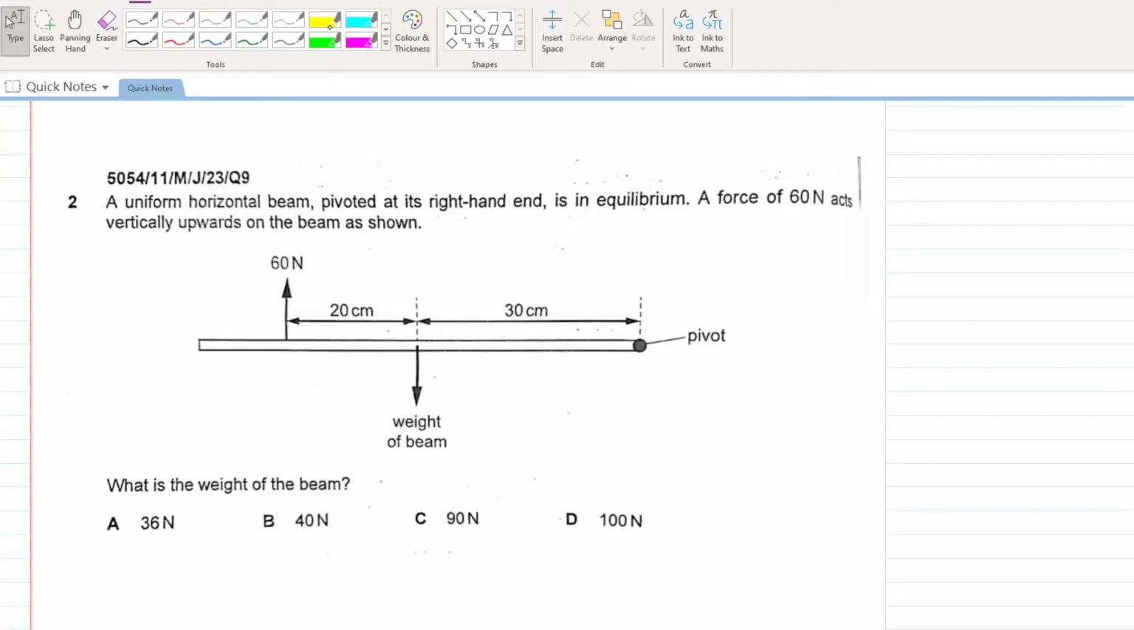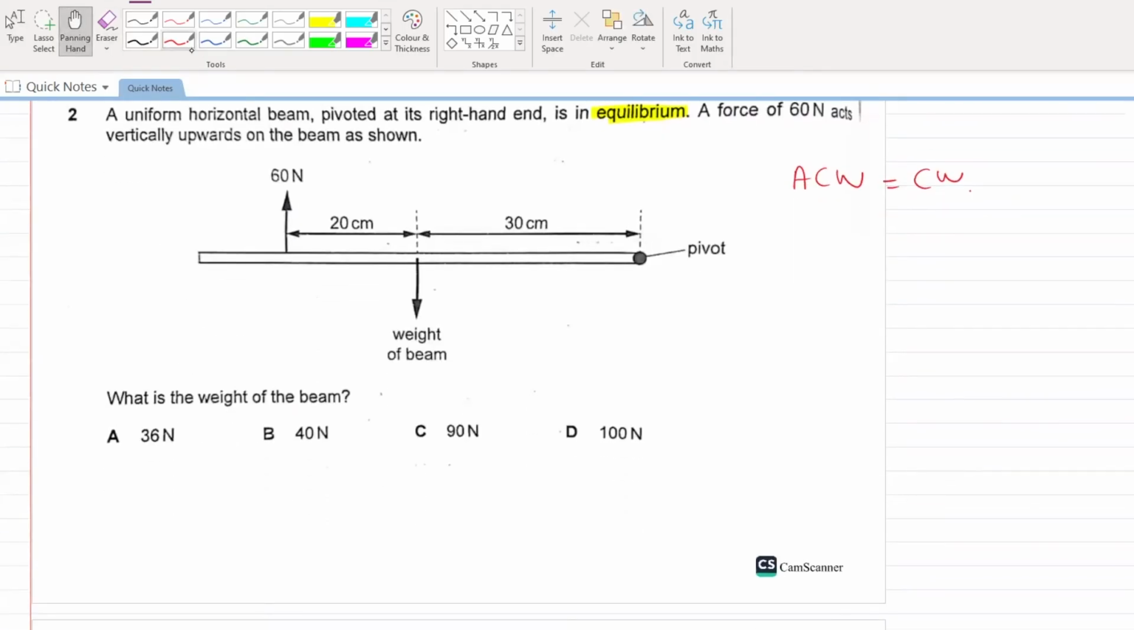Okay, let's get started with this question. A uniform horizontal beam pivoted at its right end is in equilibrium. A force of 60 Newton acts vertically upwards on the beam as shown. What is the weight of the beam? If the beam is in equilibrium, the resultant moments will be equal to zero. By saying resultant moments will be equal to zero, what do I mean? Anti-clockwise moments will be equal to the clockwise moments.